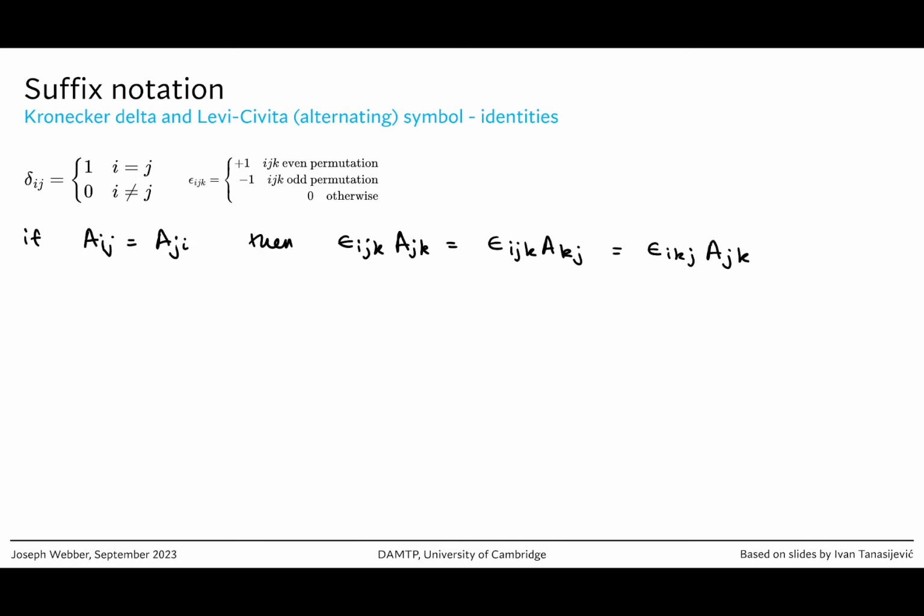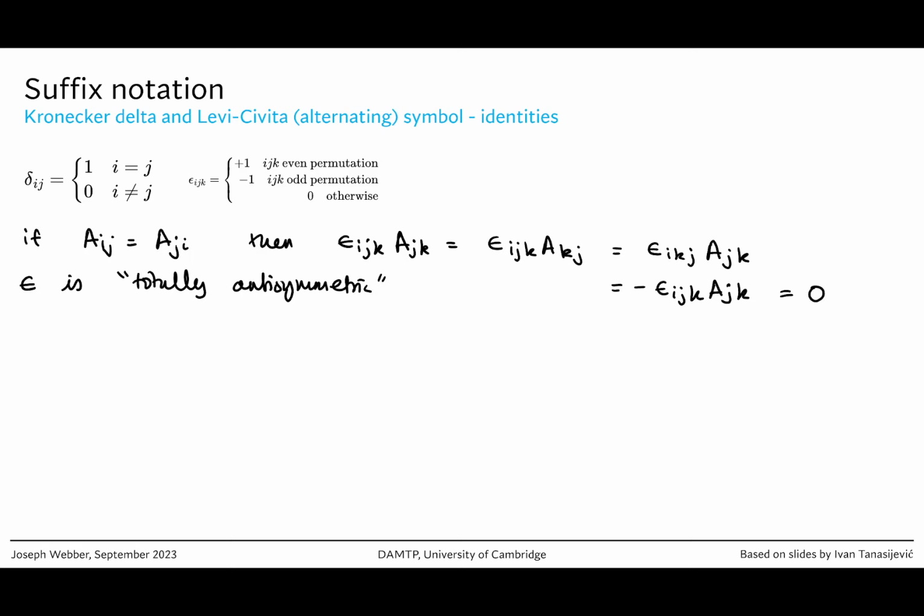But epsilon ikj is equal to minus epsilon ijk because it's an odd permutation. So this is equal to minus epsilon ijk ajk. We've got epsilon ijk ajk is equal to minus epsilon ijk ajk, so it's equal to 0. And this is because epsilon is totally antisymmetric, and that means that if you contract it with something symmetric, you get 0.